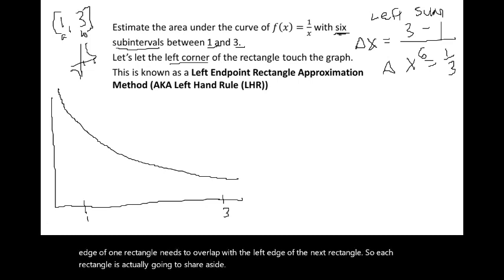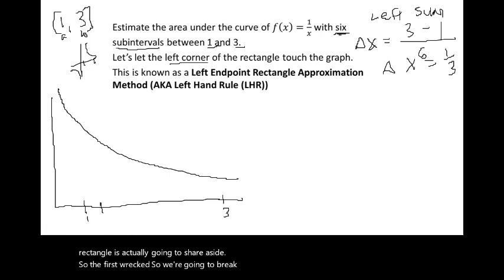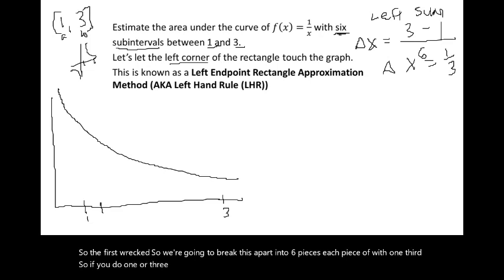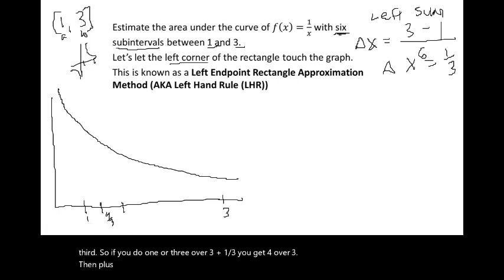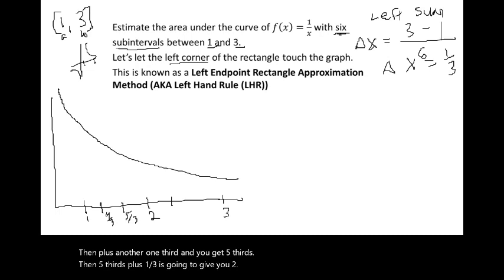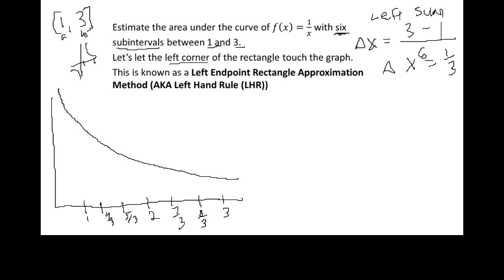So we're going to break this apart into 6 pieces, each piece of width 1/3. So if you do 1 or 3/3 plus 1/3, you get 4/3. Then plus another 1/3 and you get 5/3. Then 5/3 plus 1/3 is going to give you 2. Then 2 plus 1/3 will give you 7/3. Then 7/3 plus 1/3 will give you 8/3. And then 8/3 plus 1/3 will give you 3.